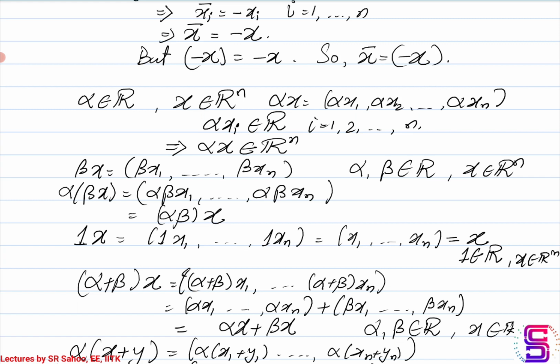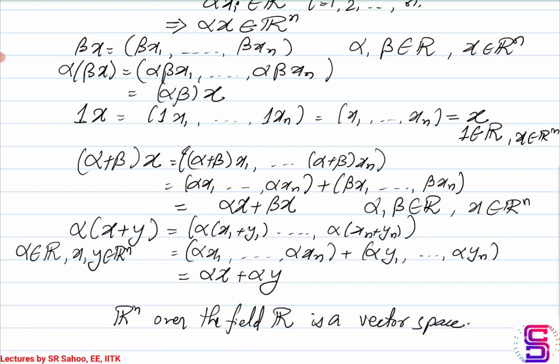And next, we are just remaining with the two distributive laws, where we have to show that alpha plus beta multiplied with x is nothing but alpha x plus beta x. So this is distributive over scalars. And then you have alpha multiplied with x plus y, which is equal to alpha x plus alpha y, which is distributive over the vectors. So this is as shown here. Since all the properties are satisfied, the set Rn over the field R qualifies to be a vector space.